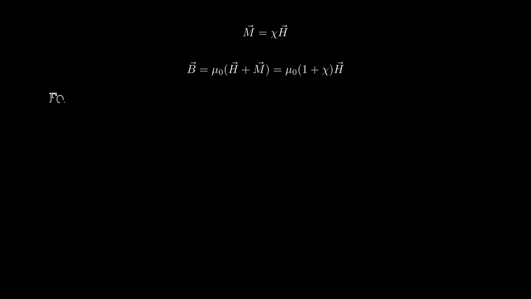times H. For a superconductor exhibiting the Meissner effect, we require B equals 0 inside. This means 1 plus chi equals 0, so chi equals -1. Perfect diamagnetism. B inside equals 0 implies chi equals -1. This is the hallmark of the Meissner state.